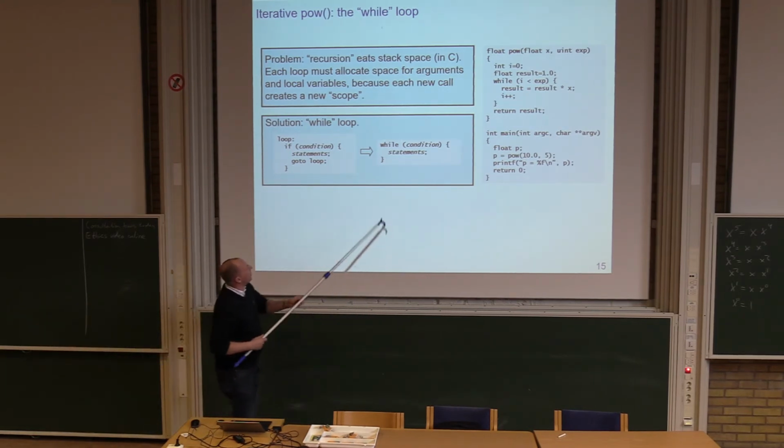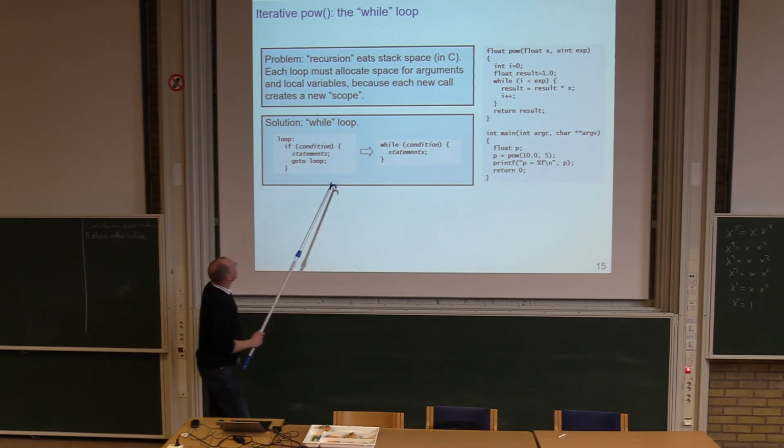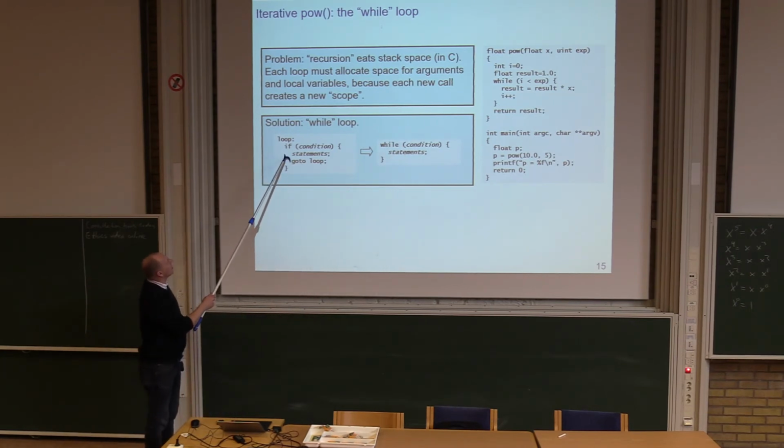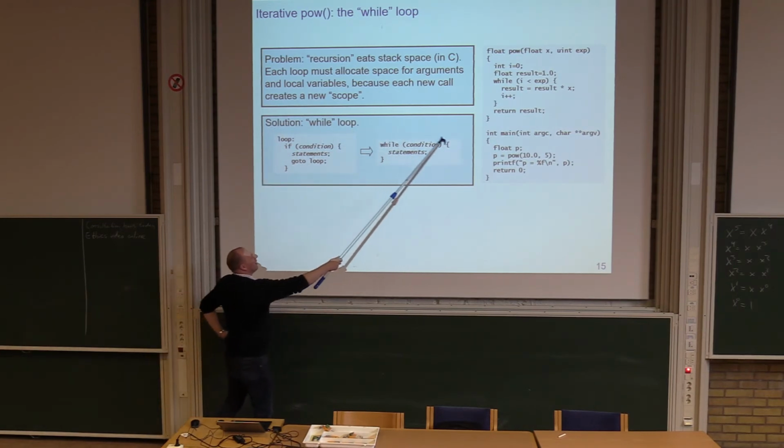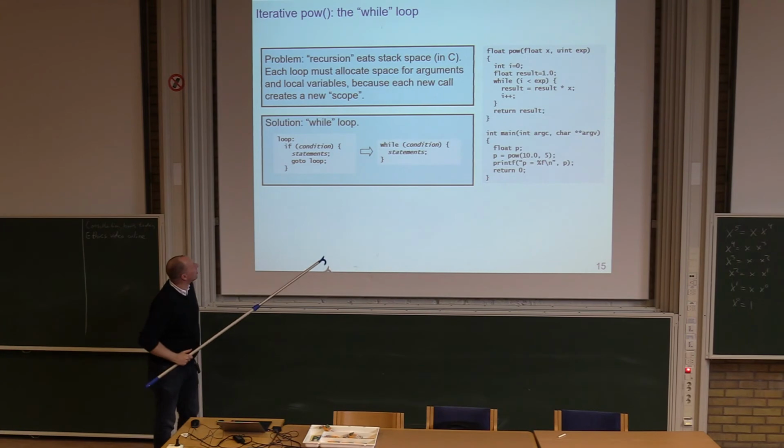Yeah, and the interpretation of this while loop is that you can do it with an if statement. So you have the if, the condition, and then the statements, and then at the end you go to loop. Go back here, so it's a jump. It's not very nice to write it this way, so it's much more readable if you put it in this form instead.